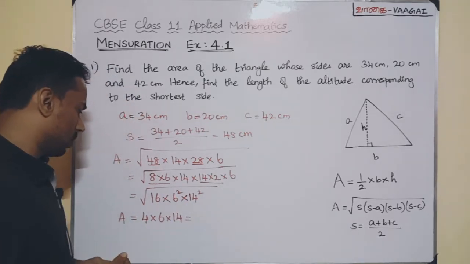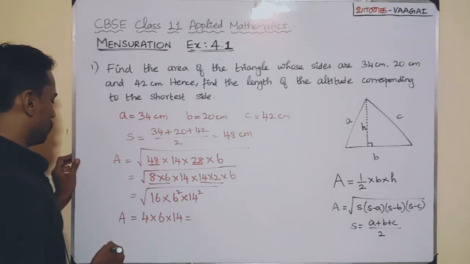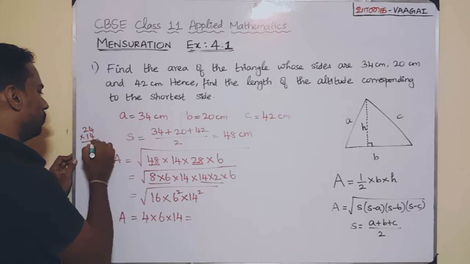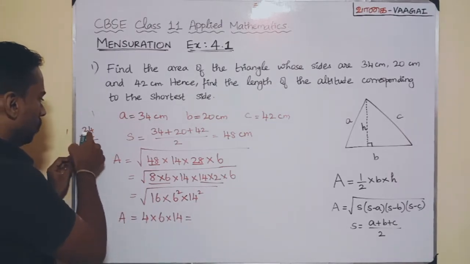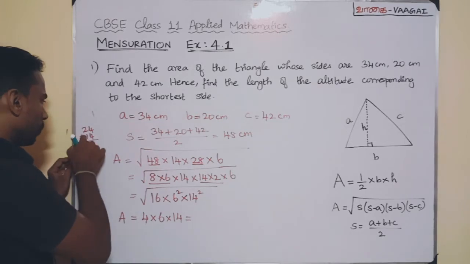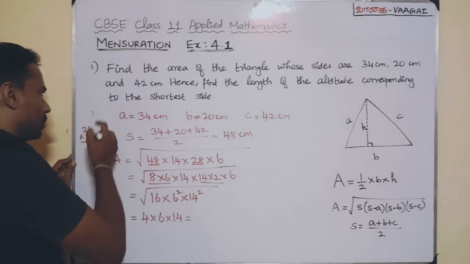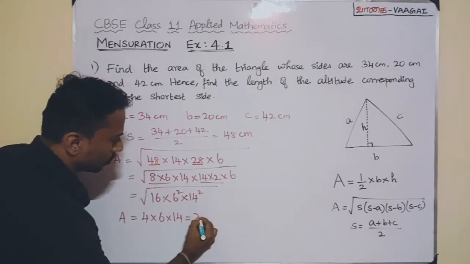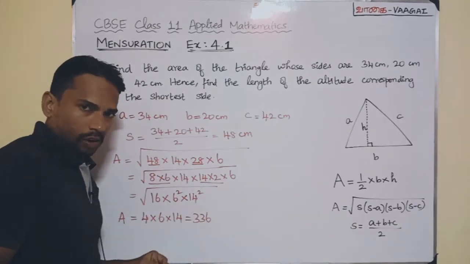Now I can easily multiply these numbers to get the answer. So what will this give you? 4 × 6 is already 24. 24 into 14 I need to do. So 4 × 4 is 16, 1 is the carry. Then 2 × 4 is 8, 1 × 4 is 4, so 8 plus 4 will be 12, 12 plus 1 is 13, 1 carry. Again 2 × 1 is 2 plus 1. 336. So 336 is going to be the area, but we need to write it along with the units.